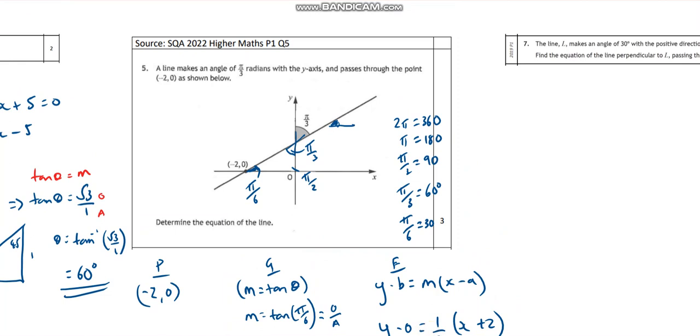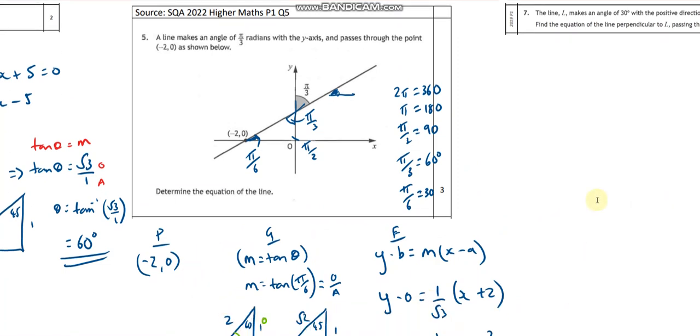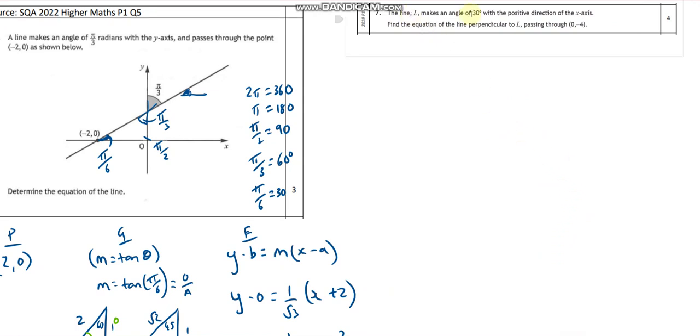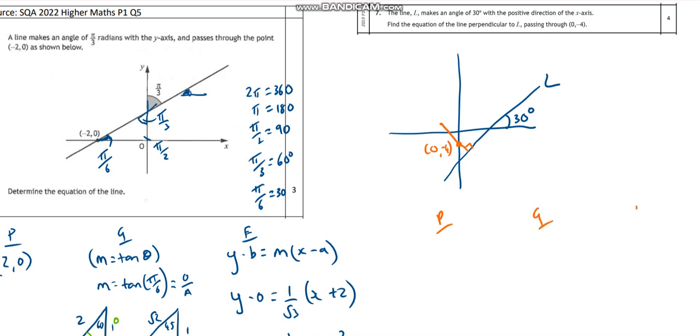Fantastic. And our very last one, if I can squeeze it in time-wise, let's have a look. Minute and a half, oh, be quick. So a line makes an angle of 30 degrees with the positive direction of the x-axis. Okay, so that's going to look something like this, 30 degrees. Find the equation of the line perpendicular to that, which passes through the point (0, -4). Okay, so that line is perpendicular and it goes through the point (0, -4). Okay, so same again, point gradient equation.